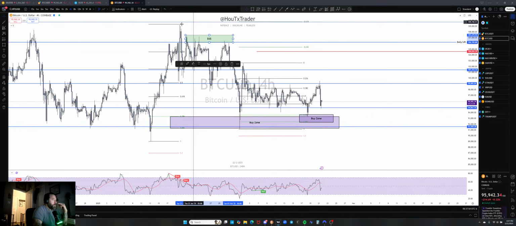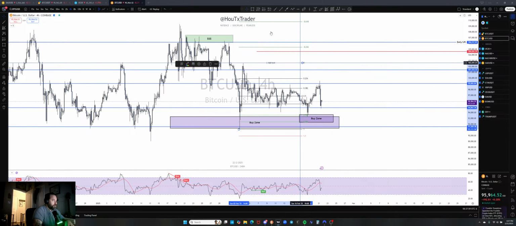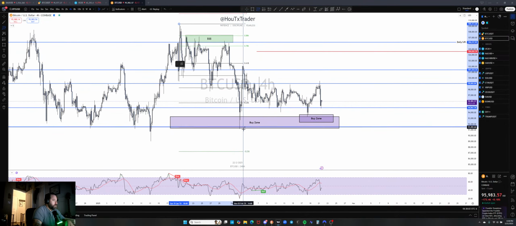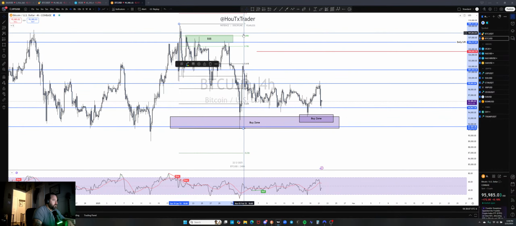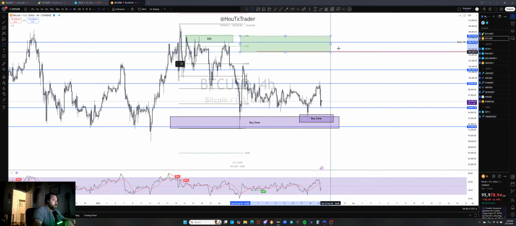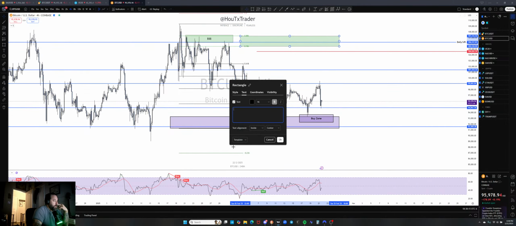Okay. We can delete this fib. We can delete this fib. Let's draw another fib from this top to this bottom. Okay, close enough. The 78.6 Fibonacci zone is right there, kind of in the area where liquidity is. So I'm thinking, okay, we're starting to stack some stuff up here.